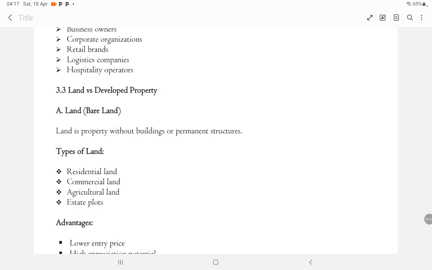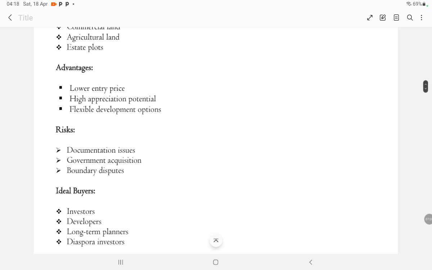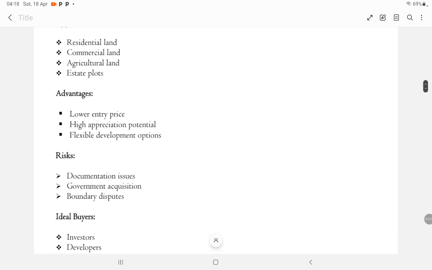Those of you who are conversant with the StayNext platform have seen this before. We have residential land, commercial land, agricultural land, and estate plots. So it's very essential. And most estate land is also residential. So residential land and estate are almost similar, but the key ones are residential, commercial, and agricultural land.